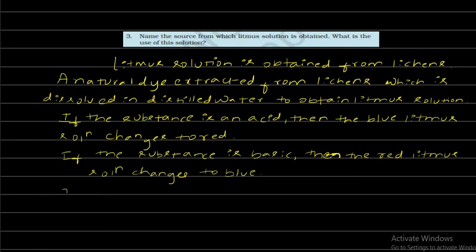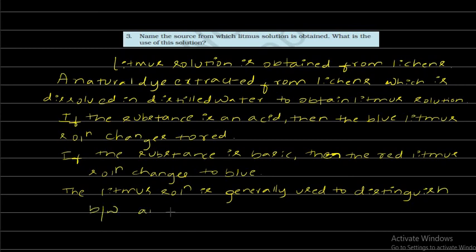So I will write here, the litmus solution is generally used to distinguish between an acid or a base. And if we want to know whether it is acidic, basic or neutral, how would you verify it? We need to use the indicators.